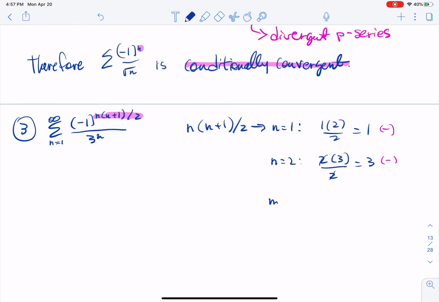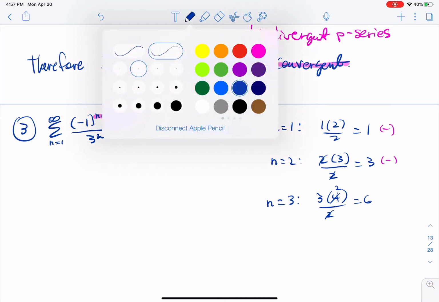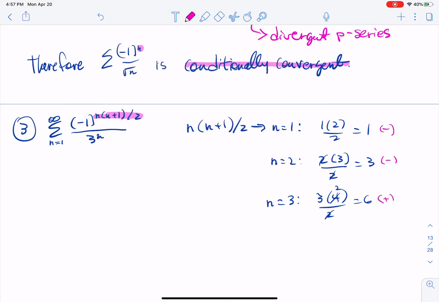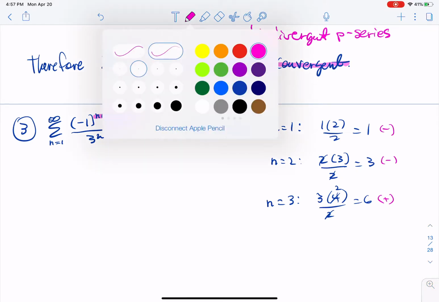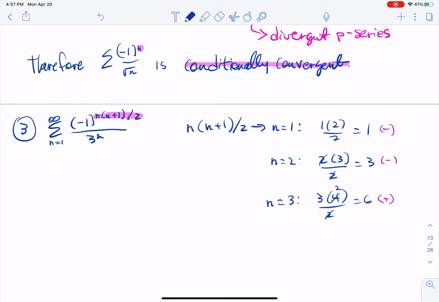Let's try the third one, n equals 3. I'd have 3 times 4 over 2. That cancels a 2 and gives me 6. I take negative 1, raise it to the 6th power. Now it's positive. So you can see that this is not strictly alternating. It does have some positives and some negatives. It's going to switch between them, but not in, by definition, an alternating form. So I can't use the alternating series test.